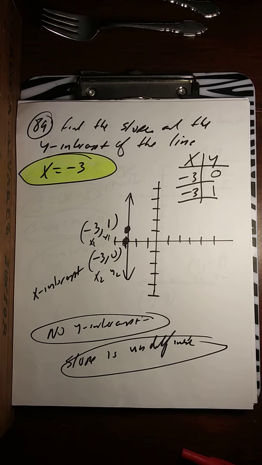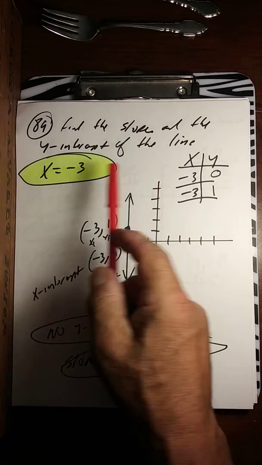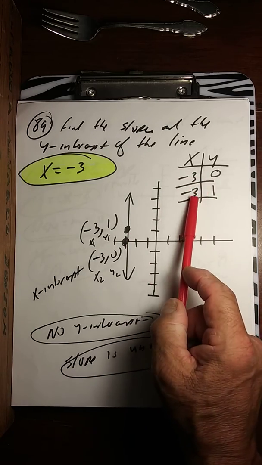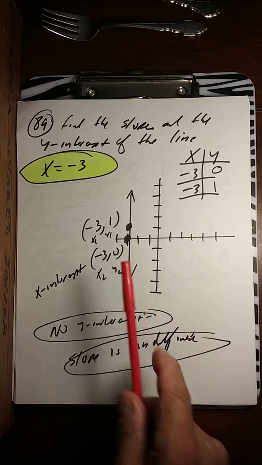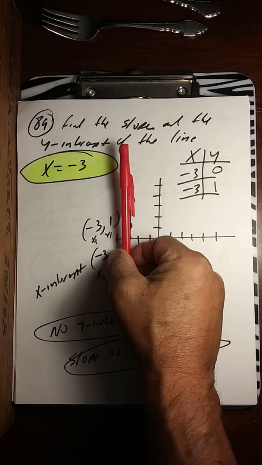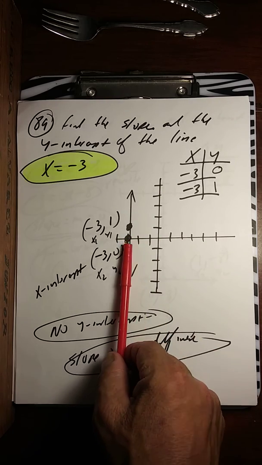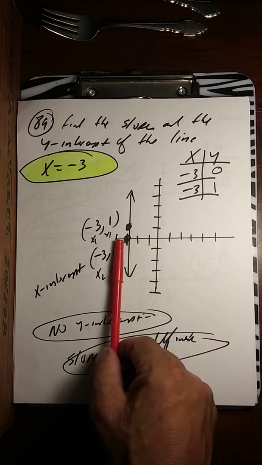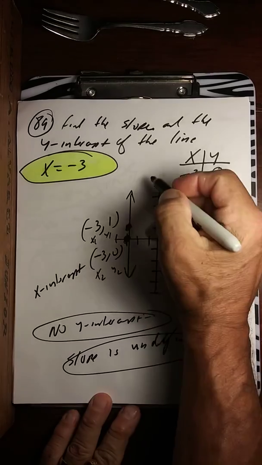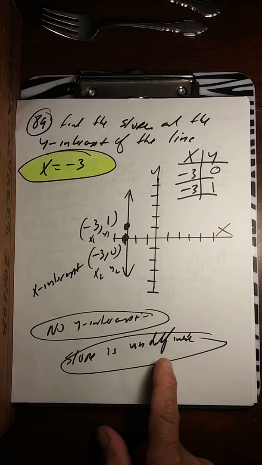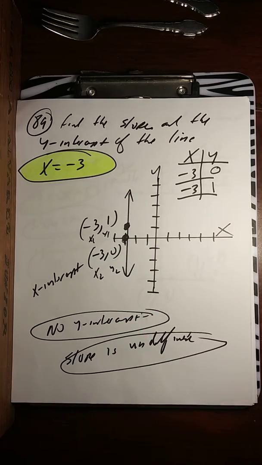Find the slope of the y-intercept. Alright, x equals -3. So it's always -3. So -3 is 0, -3 and 1. There's a line. So this slope is undefined. There is no y-intercept. It never crosses this. It crosses the x-axis right there, because this is the y, this is the x-axis. But no, it doesn't cross. So no y-intercept, slope is undefined, and there's the graph.